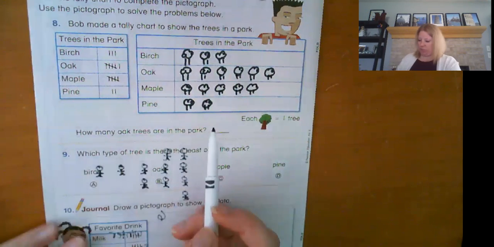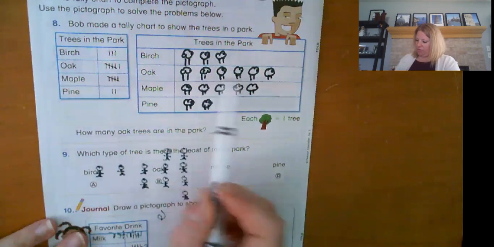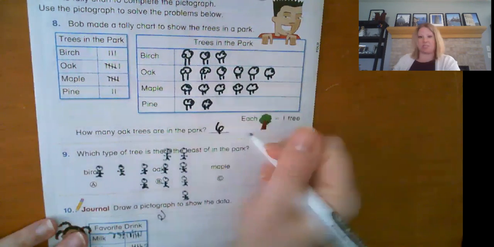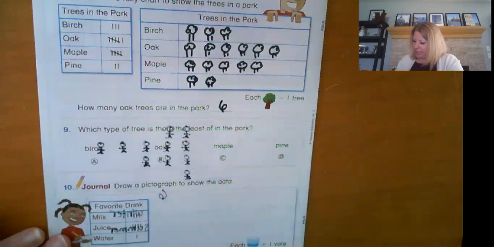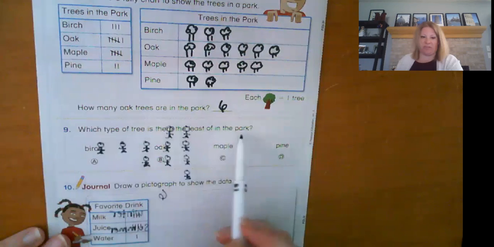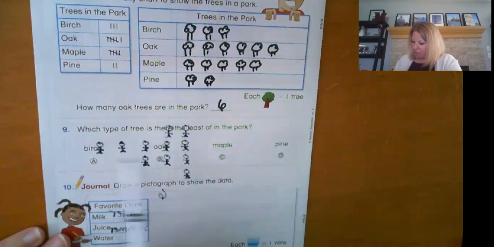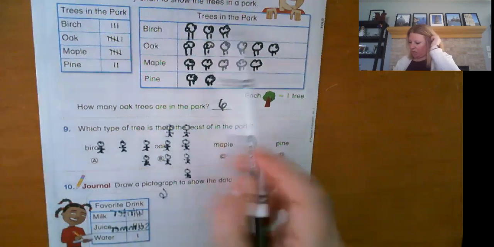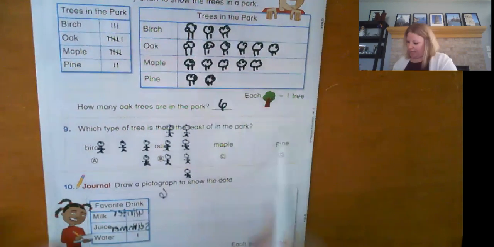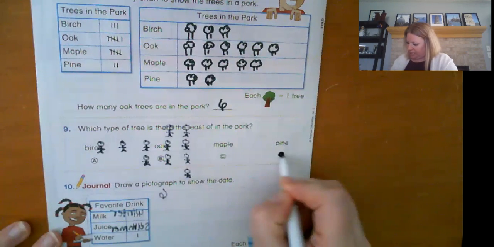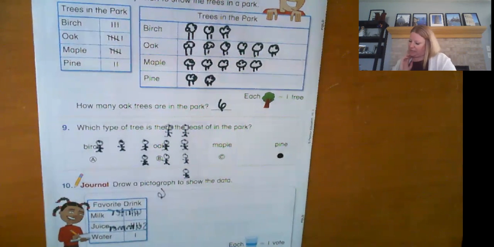So how many oak trees are in the park? If I look at oak, 1, 2, 3, 4, 5, 6. 6 oaky sheep. Which type of tree is the least there of in the park? I can't see because all my stick people soaked through. So what type of tree is there the least of in the park? Well, I can look. There's only 2 on pine, so I know that's the least. So that's D.